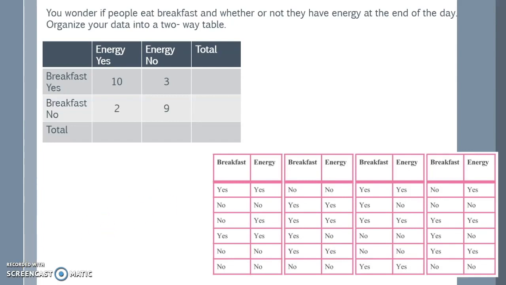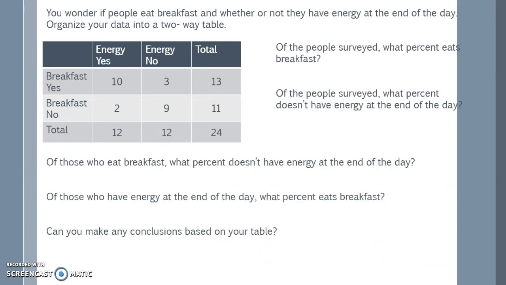Further, we should see that there are 2 that had no breakfast and still had energy, and that there were 9 who had no breakfast and no energy. Creating our totals, across we get 13, 11, and down below we have 12 and 12, for a total of 24, no matter if we add the columns or we add the rows. We now can grab some information from the table.